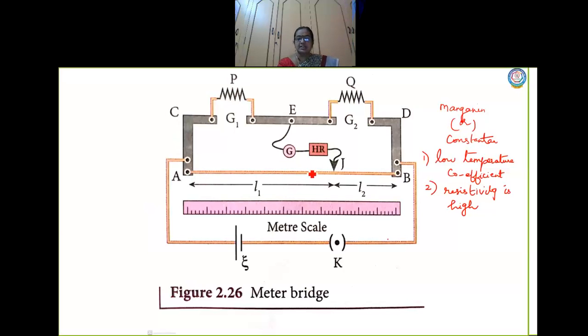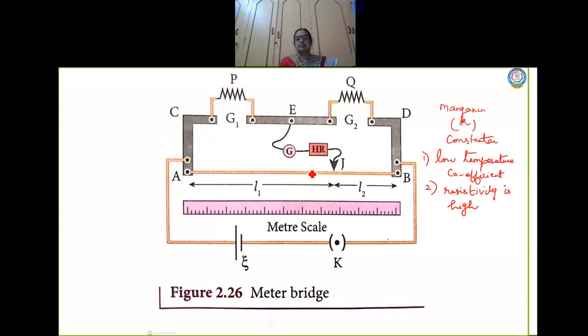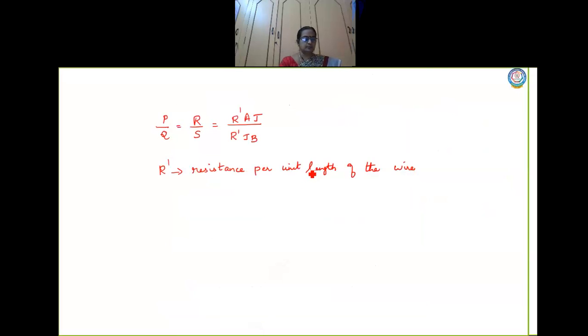So this is taken as R dash here. R dash is the resistance per unit length of the wire. Are you able to understand now? Similarly, for the other length L2, I will write the value of JB to be R dash into L2, where R dash is again the resistance per unit length of the wire.